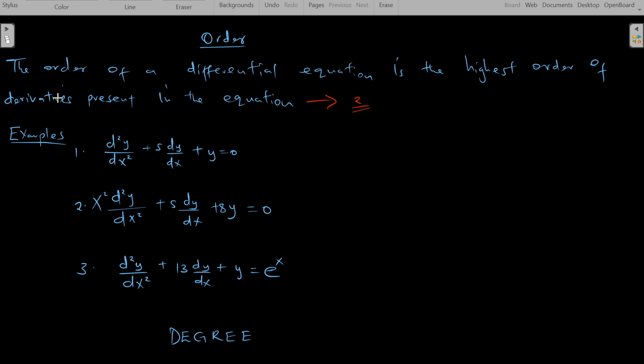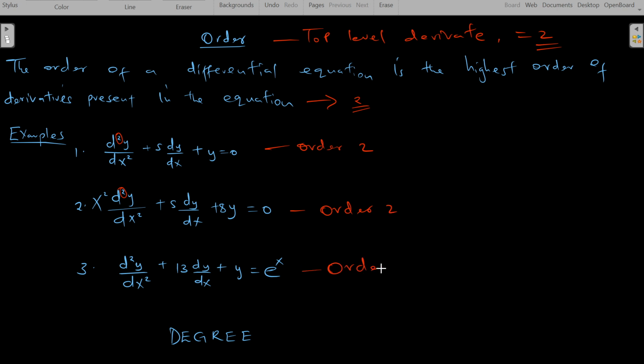For this case, as you can see, the order is given by the top level differentiation. I can define this as the top level derivative of this equation, which will equal 2, because it's second order. In this case, the d has been squared, so it has order 2. Again, the top level differentiation is 2, so it has order 2. And again, for this case, it has order 2.